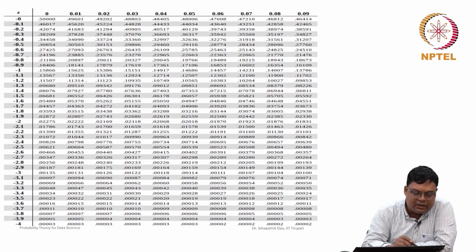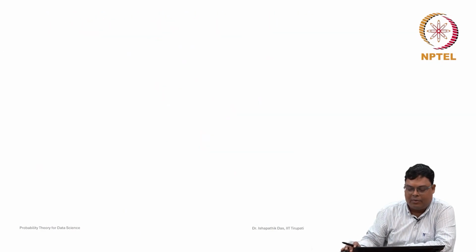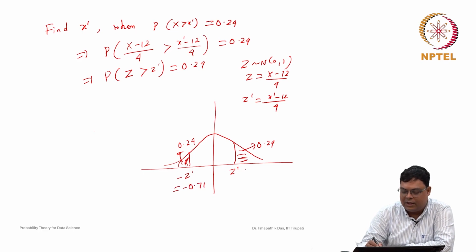So, basically it is minus 0.71 approximately, this is corresponding. So, this is close to, suppose, 0.24, then this value corresponds to z dash is minus 0.71. So, z dash will be equal to minus 0.71. Similarly, this is nothing but 0.71.